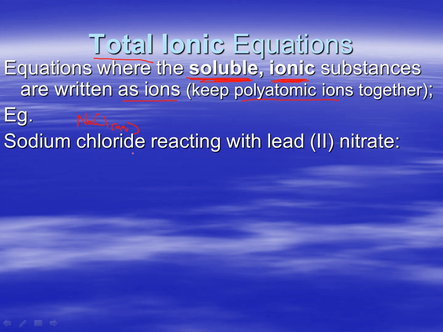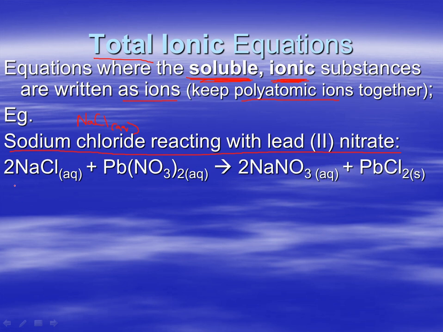But if it is soluble and it's ionic, we are going to break them up and write them as ions. So go ahead and pause the video, and write the chemical reaction for this reactant right here. Hopefully what you got was sodium chloride reacting with lead 2 nitrate, a double displacement reaction. We'd end up with sodium nitrate and lead 2 chloride.